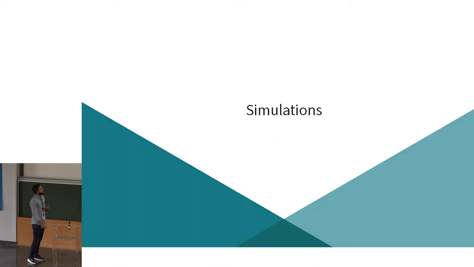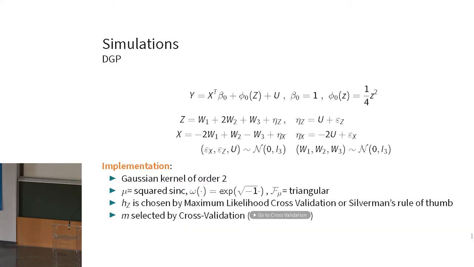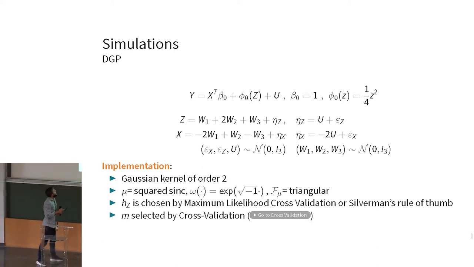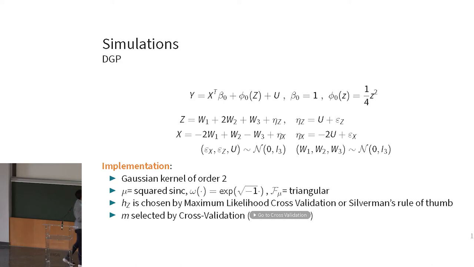For the simulations, we have taken a data generating process from one of the papers of Jean-Pierre, where we have a part-linear model, and we have three different instruments. So here W1, W2, and W3 are the three instruments, and they are generated according to a standard normal. The U is also a standard normal, and because the instrument has to be relevant, and because the eta is going to be correlated with the U, we're going to have the endogeneity of the Z and the X.